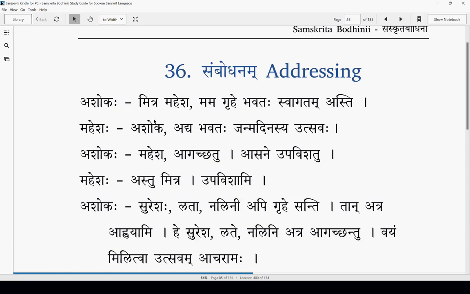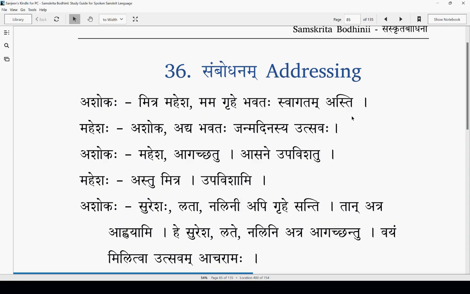In Napusakalinga, again like Pullinga, there is no Visarga or Ma here. Like Phalam or Jalam, the Sambodhanam is just Jala. So here Mitra, Mahesha, both are in Sambodhanam, though this is Napusakalinga and this is Pullinga.